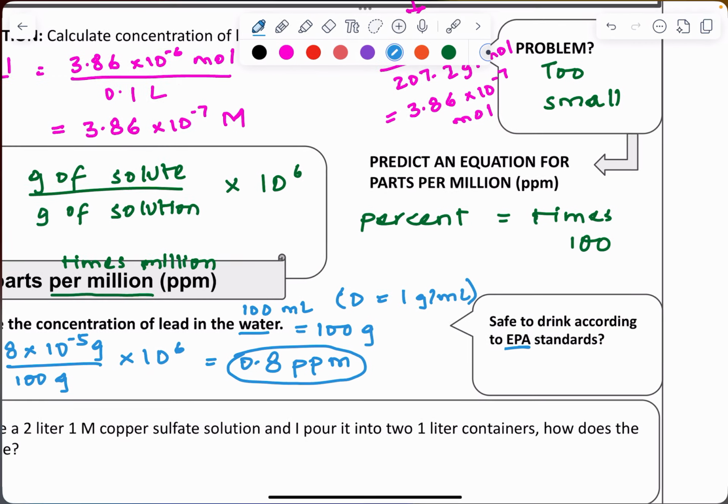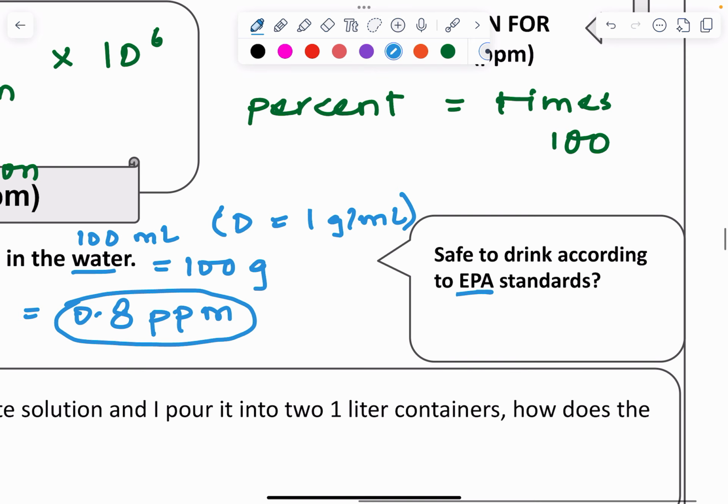And what we just found is way more than the safe limit. So unfortunately, this water is not safe to drink because according to EPA, the safe limit was 0.05 ppm.